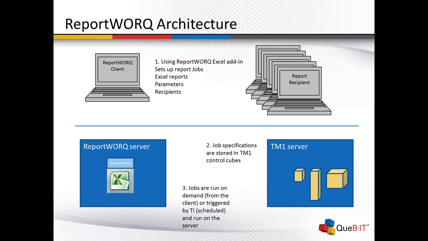And the third thing is that the ReportWorks server allows you to either run a job on the server on demand by making a request from the client, or it can be triggered by a scheduled TI process. Either way, the key takeaway here is the ReportWorks server is typically where you're going to run these jobs. If you're going to run 1,000 reports, you don't want that running on the admin's workstation. You want that running on a server so the admin can be off doing other things while those 1,000 reports get generated.